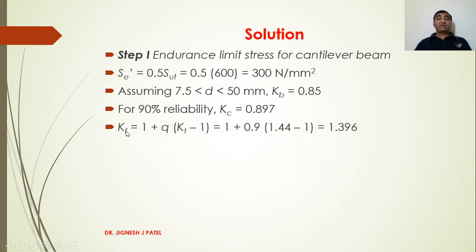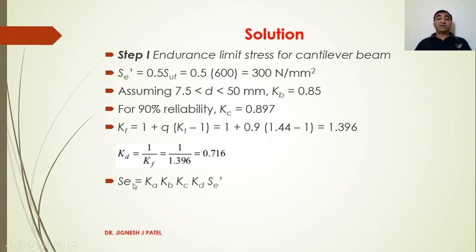Now fatigue stress concentration factor Kf is equal to 1 plus q into Kt minus 1. So put the value of q equal to 0.9 and Kt is 1.44 given. So Kf is equal to 1.396. Now find out the stress concentration factor Kd. Kd is equal to 1 upon Kf, so 1 upon 1.396. So value of Kd is equal to 0.716.